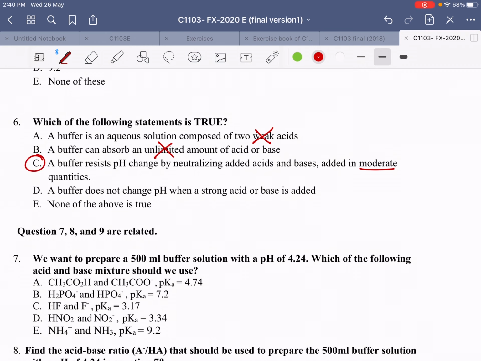Yes. في واقف هون. Does not change pH. أكيد it changes pH if a strong acid or a base is added, but it changes pH in a very slight effect إذا كانت هيدي the value is moderate. None of the above is true.